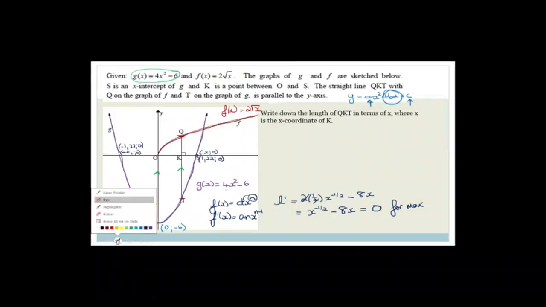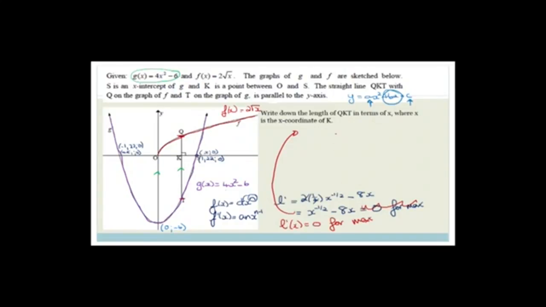So now I want to carry on with this question over here. By the way, you really shouldn't write two equals in the same line. What we should have written is that L dashed of x equals naught for maximum. Then we've got 1 over the square root of x, because that's x to the minus a half, minus 8x equals 0. Let's leave it as an exponent, because it's probably going to be easier. So x to the minus a half equals 8x.